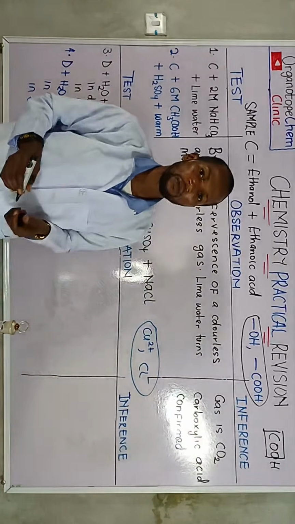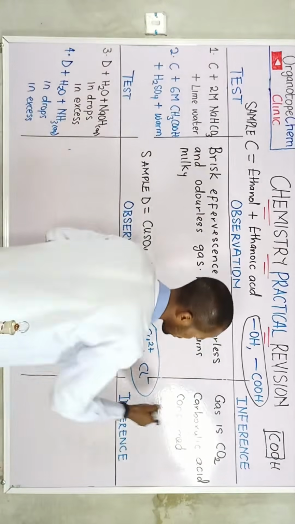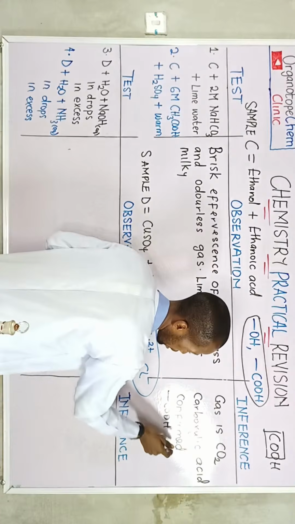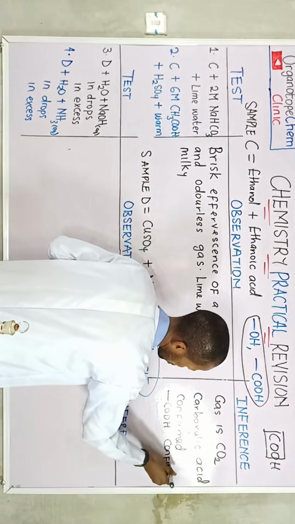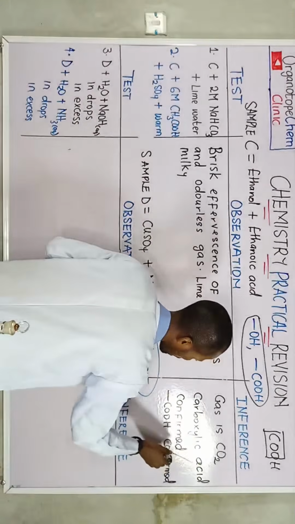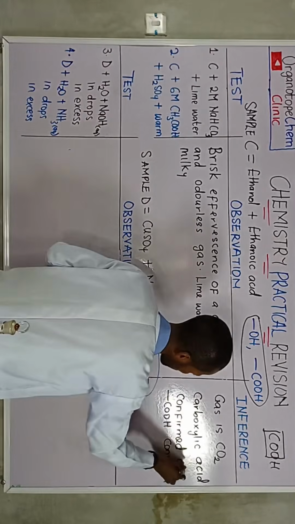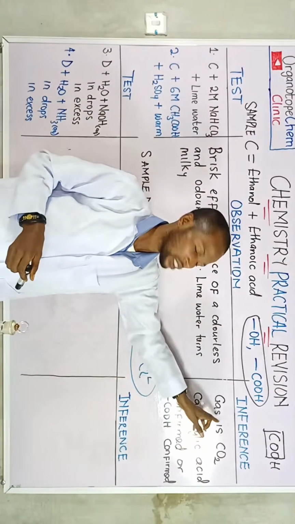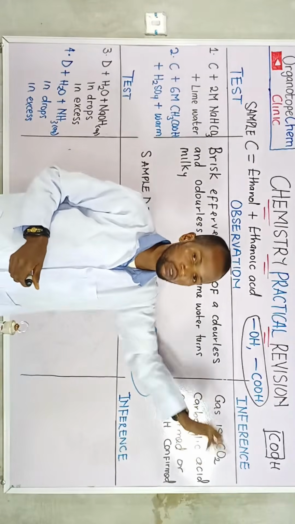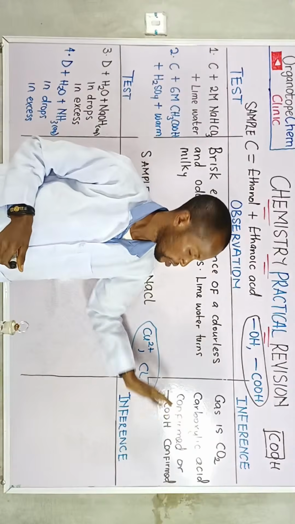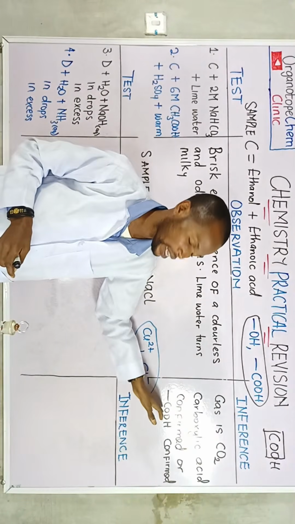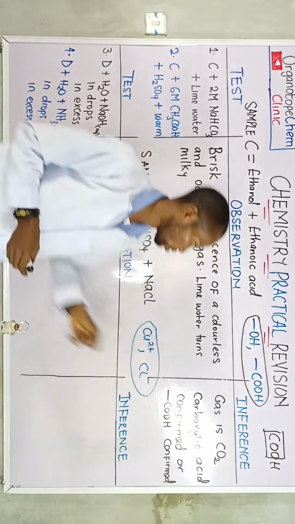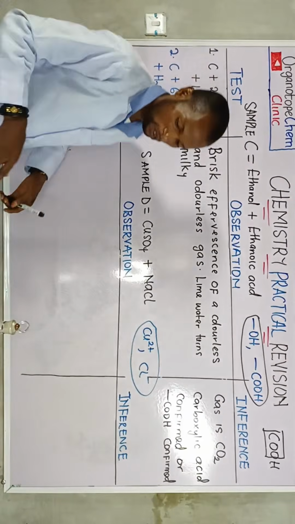It's either you write carboxylic acid confirmed or you write COOH confirmed. Don't write both, oh. Either of the two. Okay, we are going to take this for the inference. So mark will be awarded to identification of gas, which is what? CO2, and mark will also be awarded for the correct confirmation, which is what? COOH confirmed.